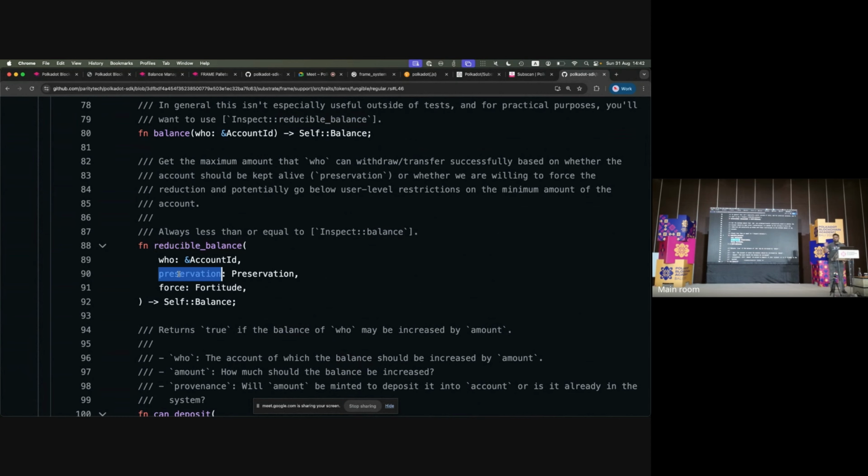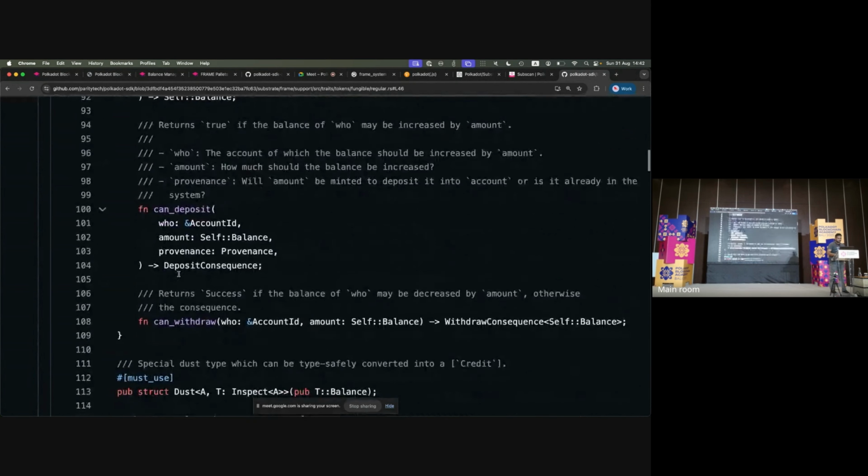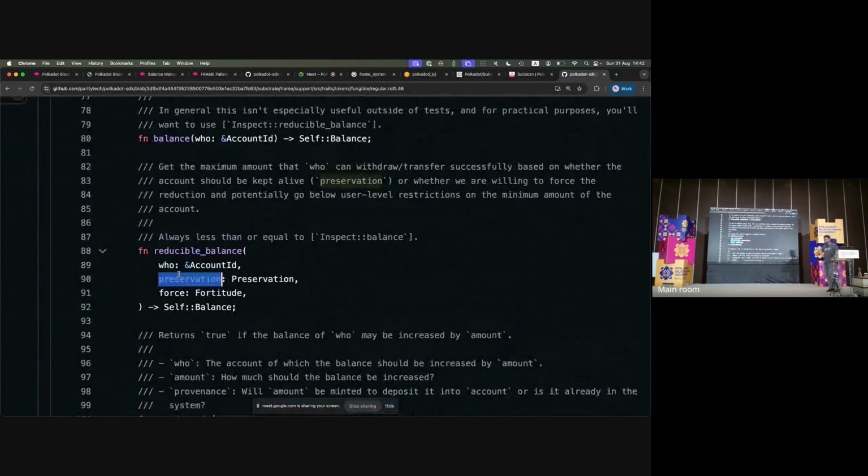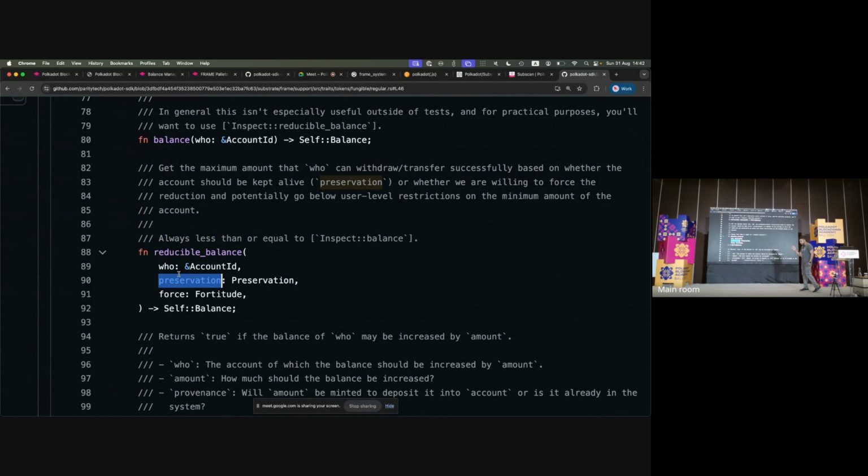Do we want to preserve the account? What kind of privilege levels should we use in order to deduct some money? So this inspect trait allows you just to read balances, do nothing else, right? Now maybe your pallet wants to also mutate the balance somehow.